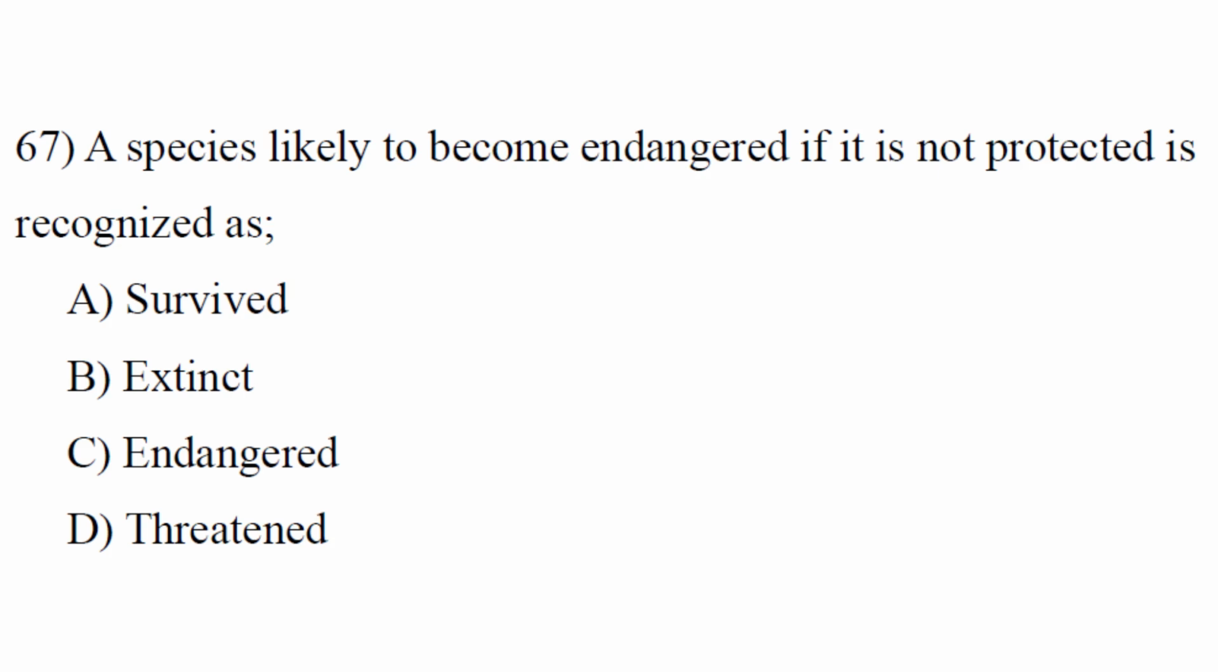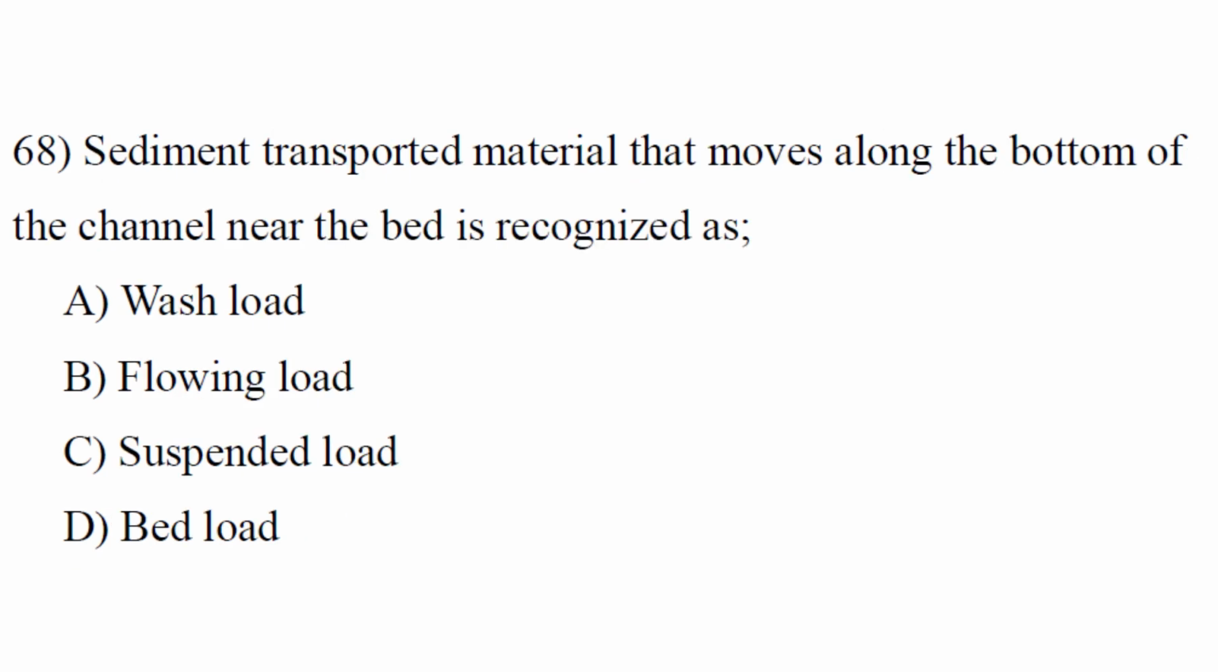67. A species likely to become endangered if it is not protected is recognized as A. Survived. B. Extinct. C. Endangered. D. Threatened. Answer, D. Threatened.